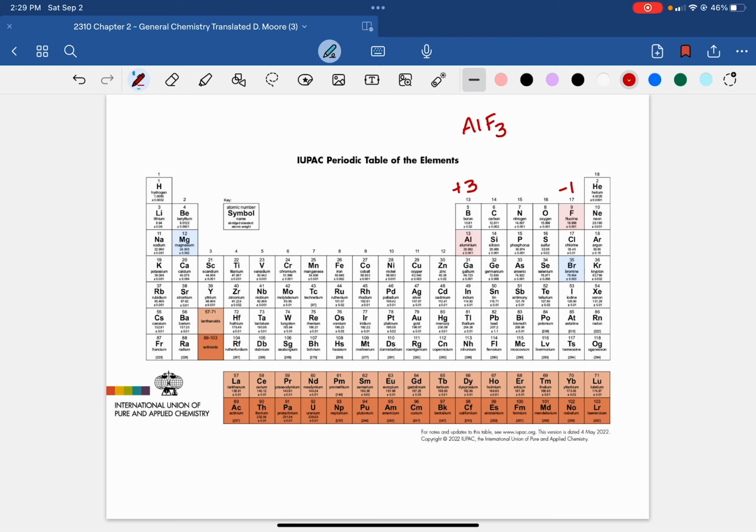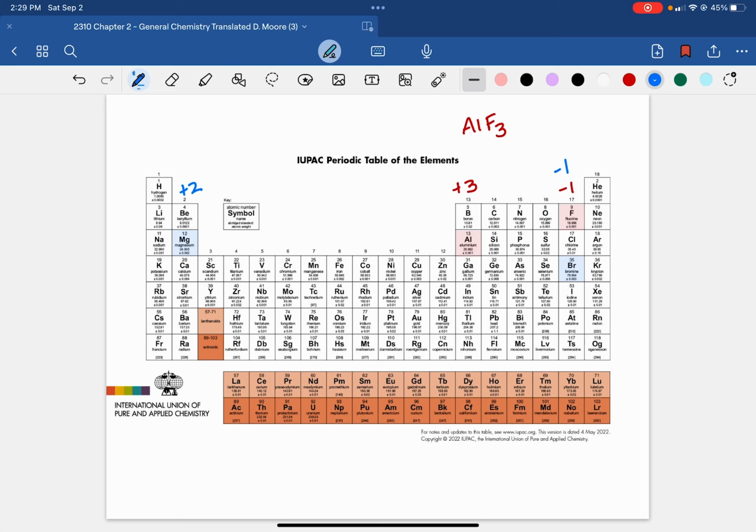The second part of the problem is magnesium and bromine. Magnesium sits in group 2A, so the charge is going to be +2 or 2+. And again, bromine sits in group 7A, so that charge is still going to be -1.